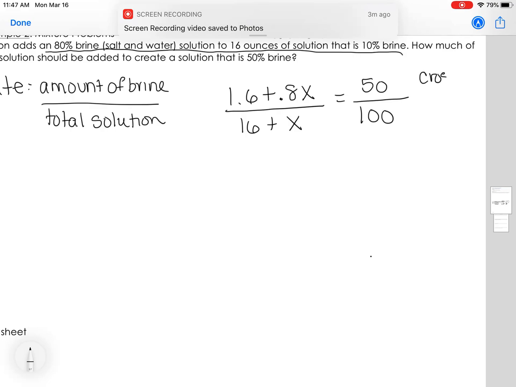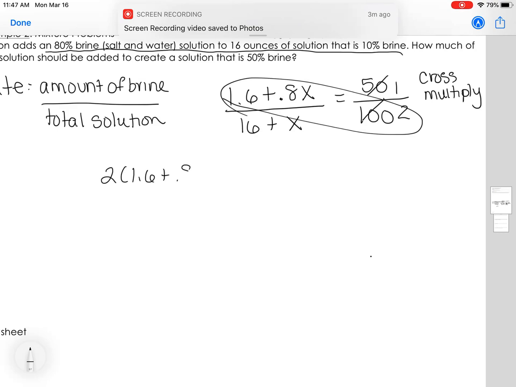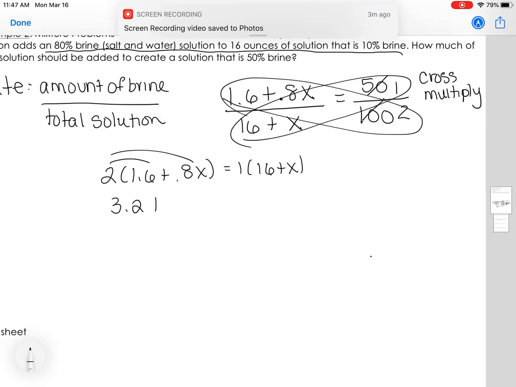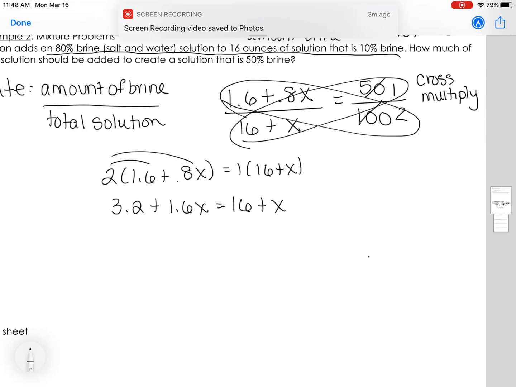So you have an X on the top and the bottom, which means it's a proportion though, so we're going to cross multiply. We have our calculators given that we're at home. What you could do is you could also reduce the 50 over 100 to 1/2 to lower the numbers down. But when you cross multiply, you get 2 times the 1.6 plus 0.8x equals 1 times the 16 plus x. That right side's not affected. The 2 has to be distributed to both of those items. The right-hand side, though, you don't have to worry about anything being adjusted.